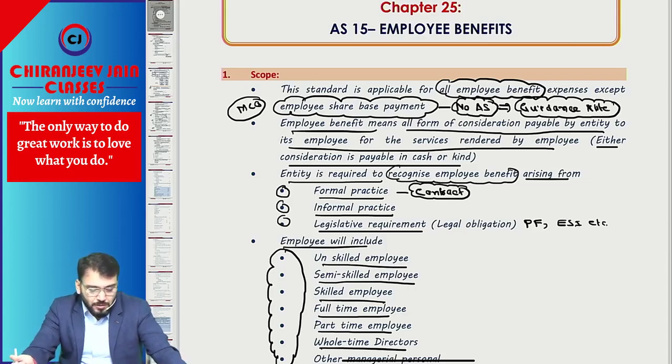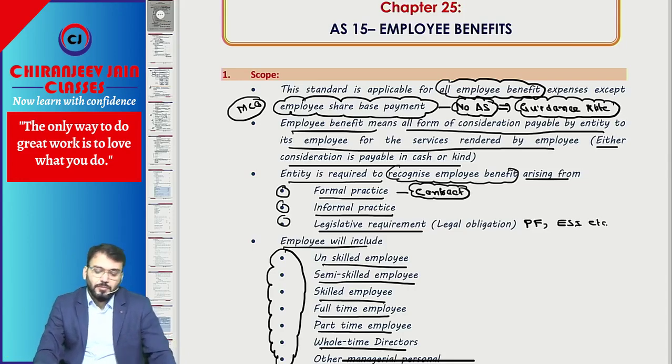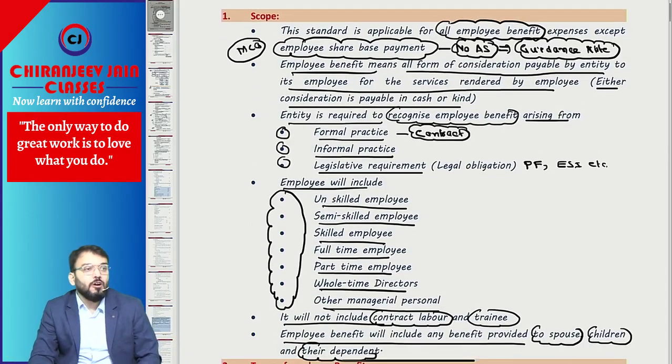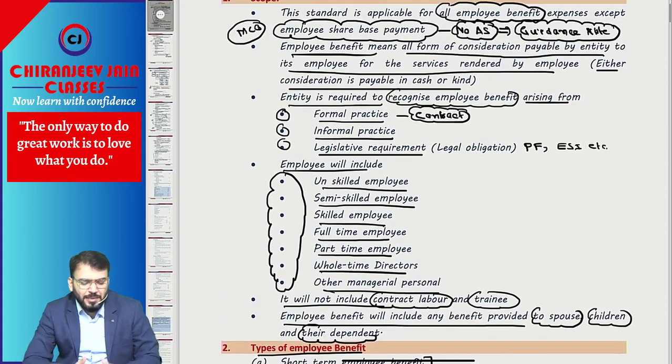Now AS 15, we have understood that this standard is applicable for all employee benefits except employee share based payment. That is not covered in this accounting standard. Employee benefit means all forms of consideration payable by an entity to its employees for the services rendered by the employee during that particular year. It may arise out of formal practice, informal practice or any legislative requirement.